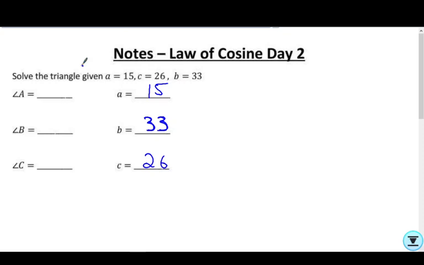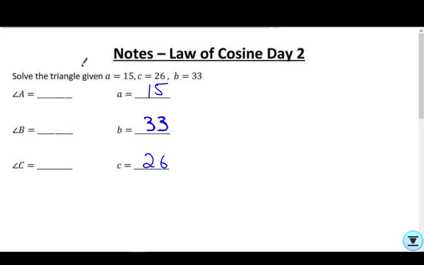For a triangle to be a triangle, the two shorter sides have to be longer than the third side. For instance, my longest side is 33. If I add up the other two sides, it has to be at least 34 for there to be a triangle. So 15 and 26 gives us 41. So this will create a triangle. Okay, we're good there.